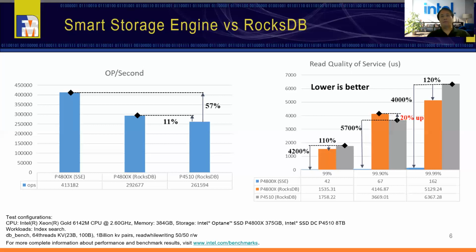When we replace RocksDB with this smart storage engine, you can see at least 4 to 6 times better. For the 4.9, I got 40 times, sorry, 40 times to 57 times better. That's a huge difference. So it can be understood that this smart storage engine is lightweight, manages the drive, and maximizes the 3D XPoint capability.